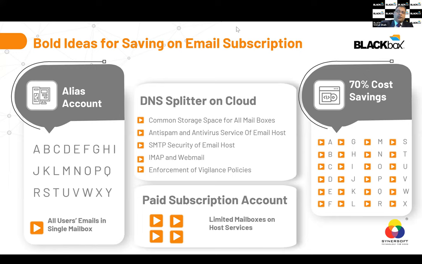So I would suggest you can save huge cost on your email subscription year on year by adopting DNS splitting technology. DNS splitting is a very different and very unique technology. I will explain how it works. Let's say, for example, you have 50 email users, and you are subscribing to Google Workspace with a 30 GB mailbox for each of the 50 users. You would be spending 1,25,000 rupees for 30 GB mailboxes for all 50 users. And that's a significant cost.